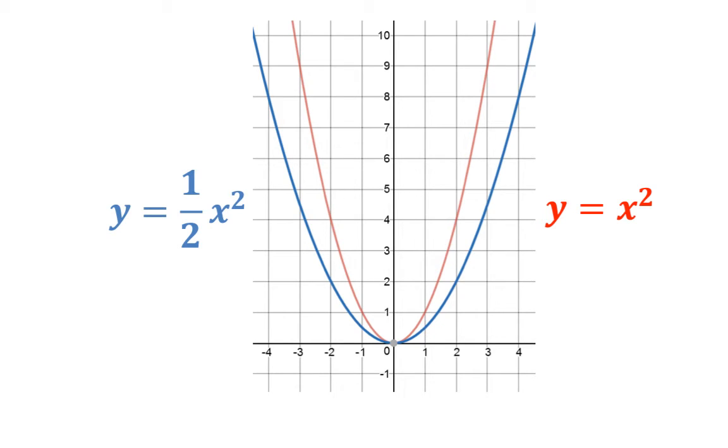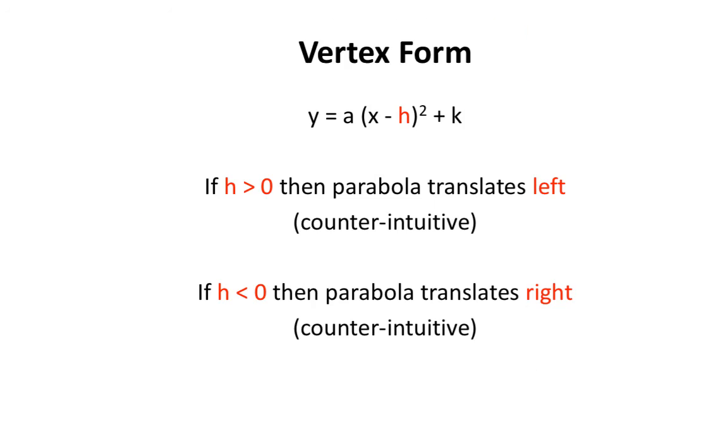For our blue parabola, it has an a value of 1/2, which means a is greater than 0 and it is less than 1. In other words, we have a positive fraction or positive decimal, and this means we have a vertical compression, which means the parabola widens.